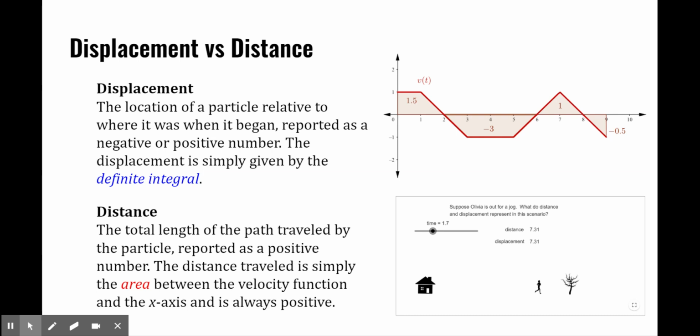After this lesson, you should be able to describe the difference between displacement and distance and how these relate to the integral.